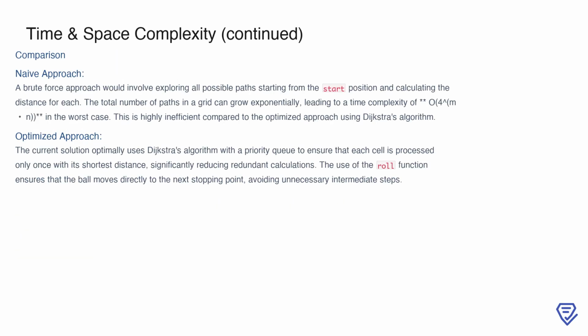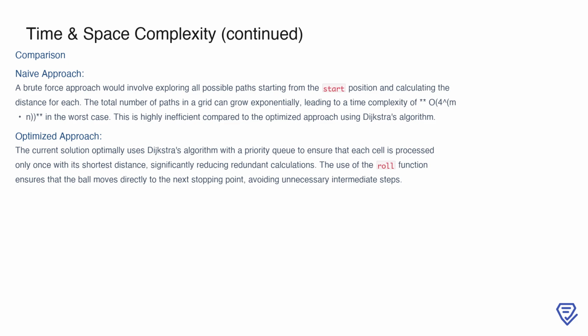When comparing this optimized solution to a naive approach, the difference in efficiency becomes clear. A brute force method would explore all possible paths from the start position, calculating the distance for each. Given the exponential growth in the number of paths, the time complexity of such an approach would be exponential in m*n, which is highly inefficient for large mazes.